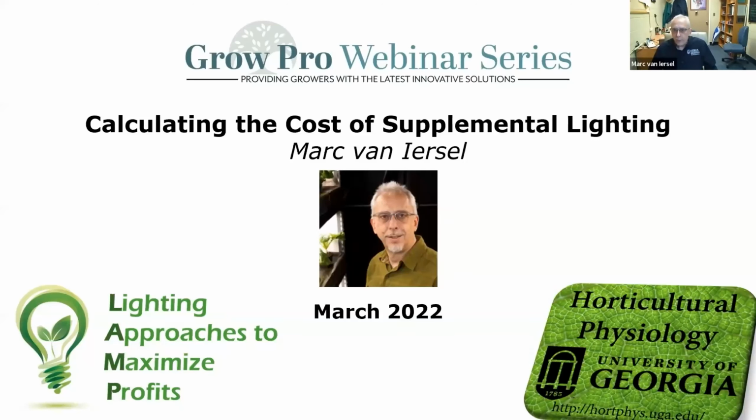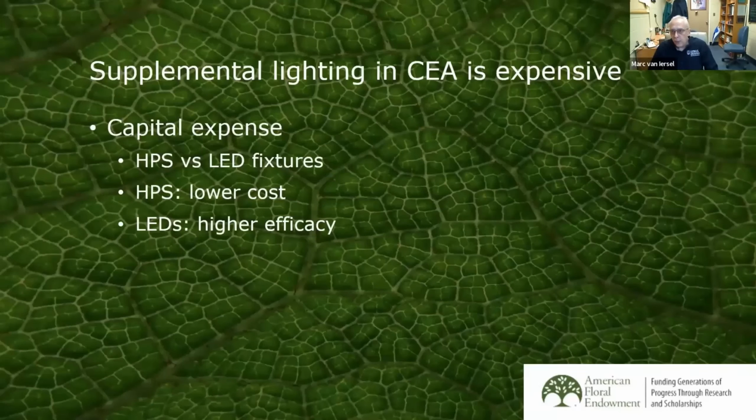So let's start off by first talking about why this research related to lighting is so important. If you are using supplemental lighting and you are in charge of paying the electricity bills, you undoubtedly know that the cost associated with supplemental lighting can be very high. And there are really two components to that cost of supplemental lighting systems. The first one is the capital expense, or the money that it takes to actually install the lighting system. And one of the first decisions that you have to make when you start thinking about a lighting system is whether or not you want to use HPS or LED fixtures.